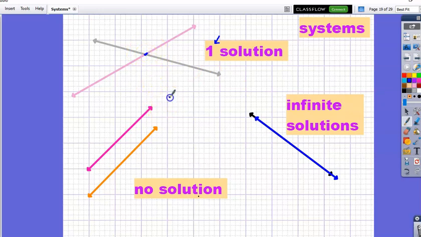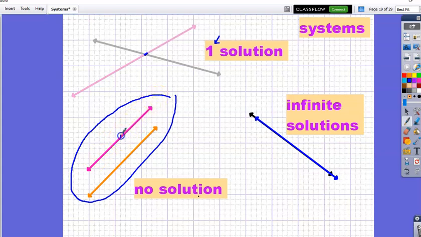What if you graphed something that did this? They never crossed. They were parallel. Remember the word parallel? Parallel means that they will never intersect. To be parallel, the two lines have to have the same slope.